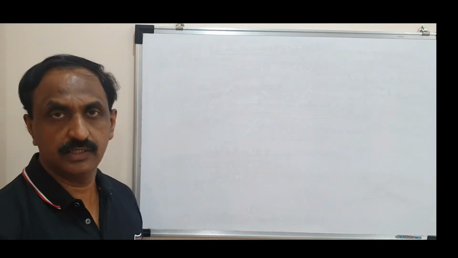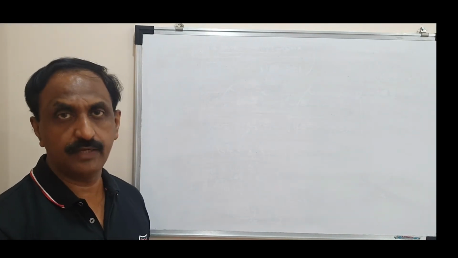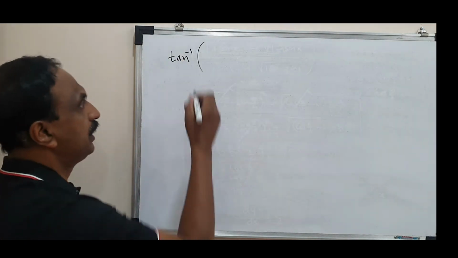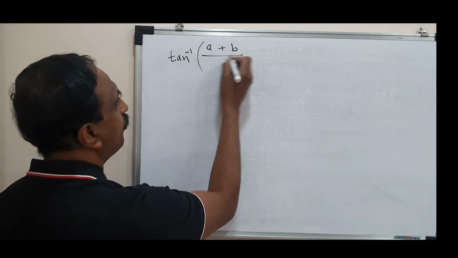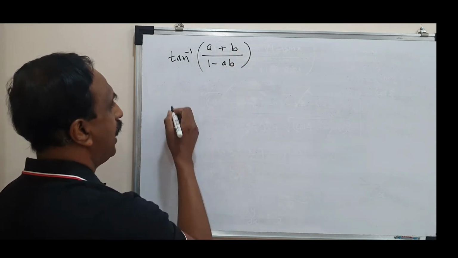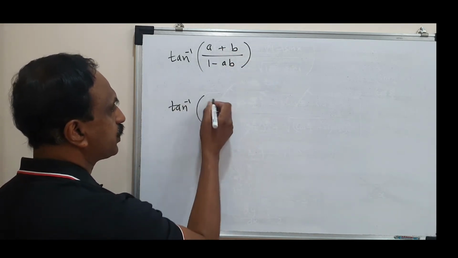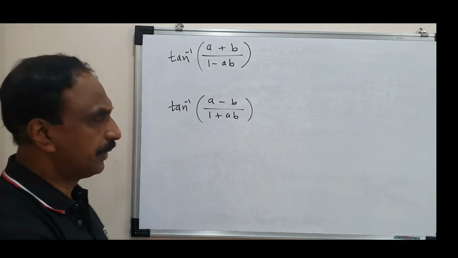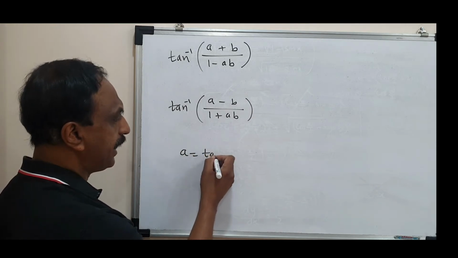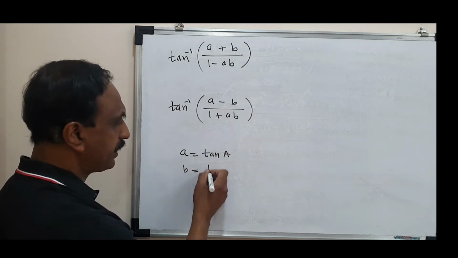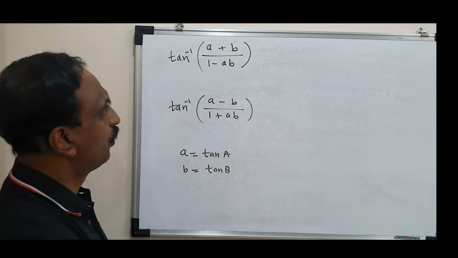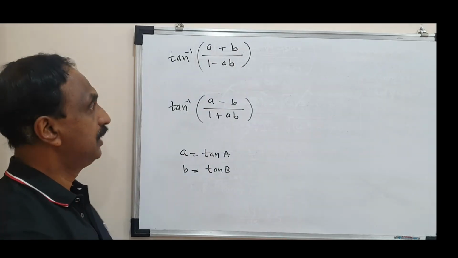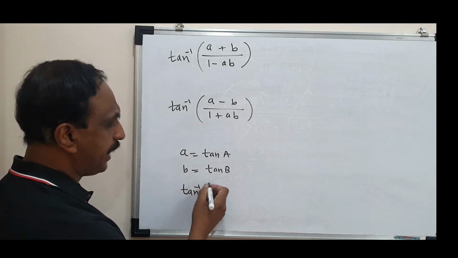We are going to discuss 2 important formulas of tan inverse. One formula is tan inverse of a plus b upon 1 minus ab. Another formula is tan inverse of a minus b upon 1 plus ab. Suppose I replace a by tan a and b by tan b. What will this become? Tan a plus tan b upon 1 minus tan a tan b. That would become tan inverse of tan of a plus b.